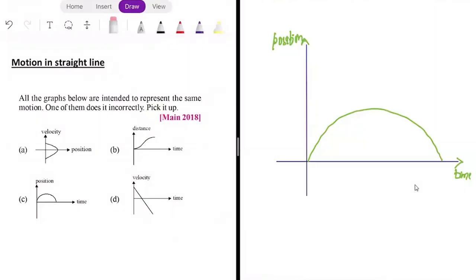Hello everyone. Let's start solving this problem from motion in a straight line. ये सवाल आपको मेंस 2018 में पूछा गया है. This problem says that all the graphs are intended to represent the same motion. One of them does it incorrectly. As I have said earlier also, just focus on the wordings of the problem.